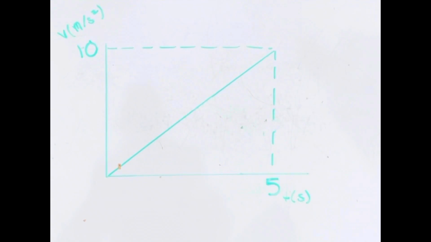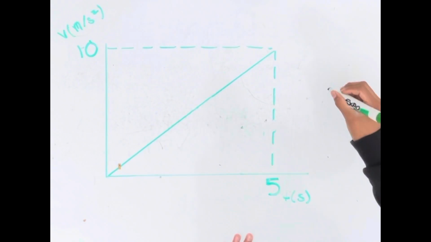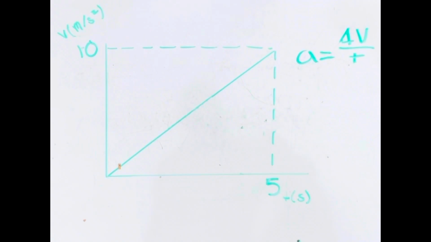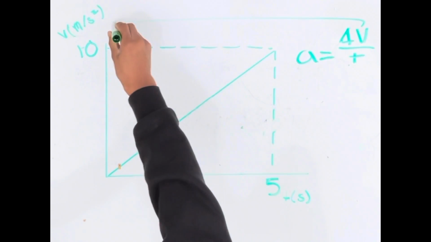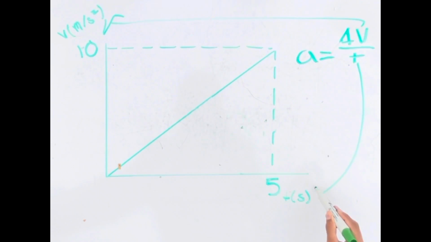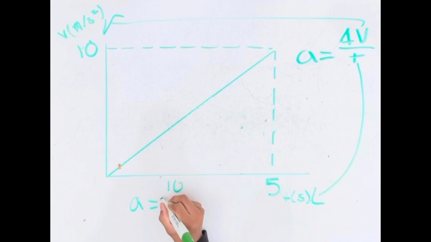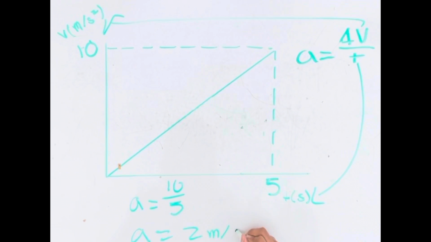To find an acceleration over a velocity over time graph, the equation would be acceleration is equal to delta v over t, v corresponding to velocity and t corresponding to the time. So a would equal 10 divided by 5, which is 2 meters per second squared because it is acceleration.